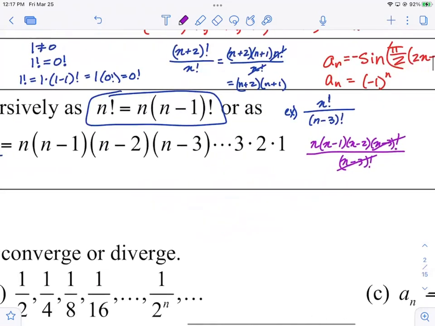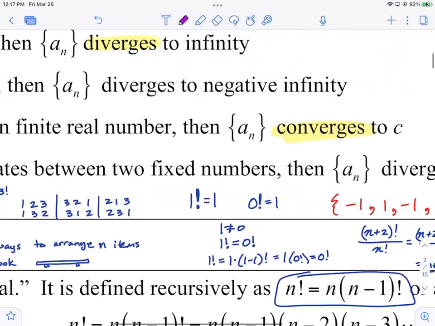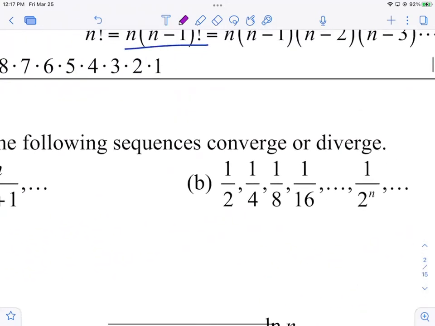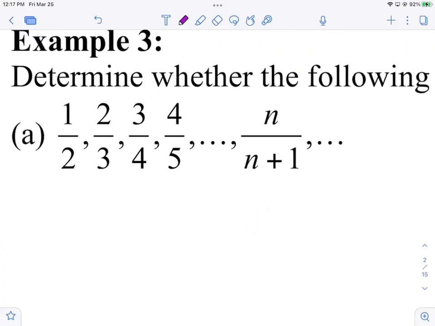Okay, fantastic. So let's go ahead then and determine, based on what we did yesterday, whether the following sequences converge or diverge. All right, so here's the sequence: 1/2, 2/3, 3/4, 4/5, dot dot dot, n over n plus 1, dot dot dot. Now, again, it's nice that we have this right here. What is this called right here? Two names we gave to it yesterday. Okay, what was the second one if you can't remember the first?